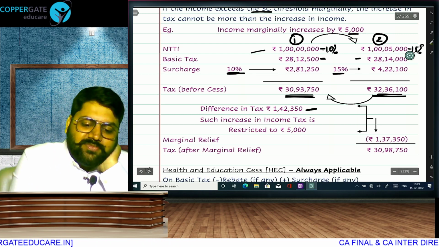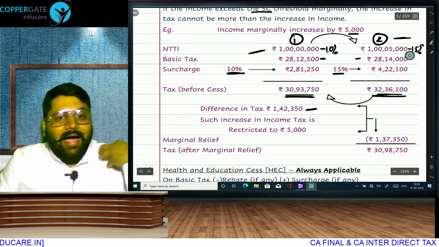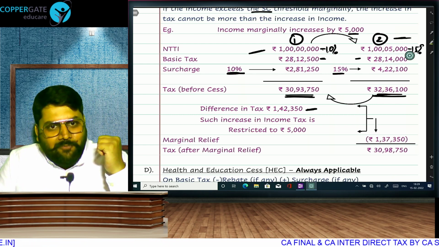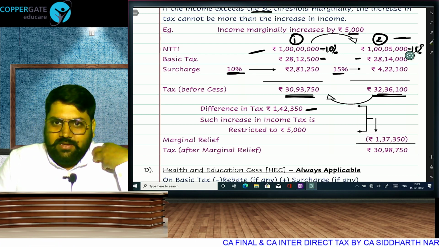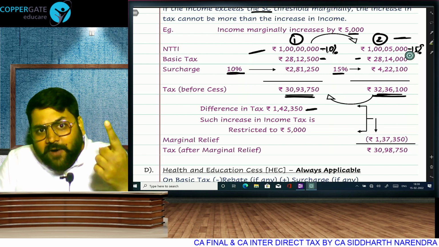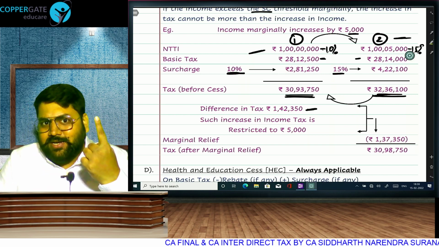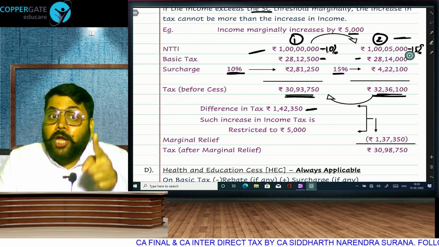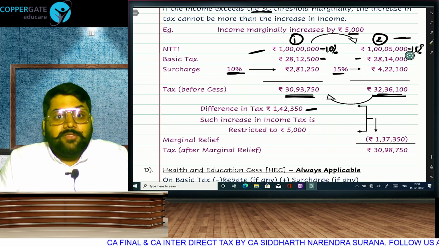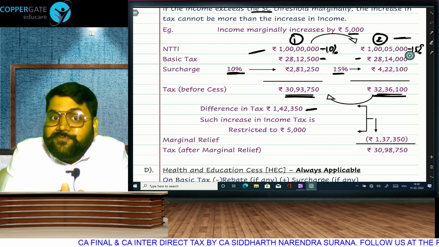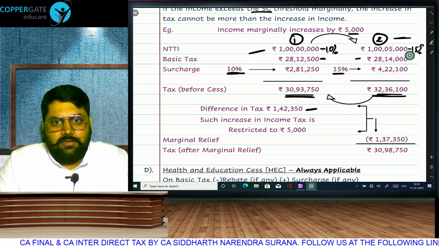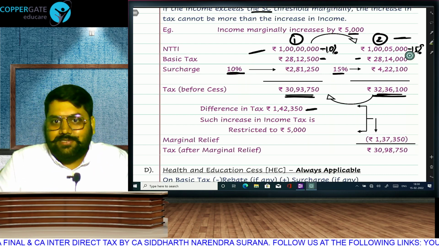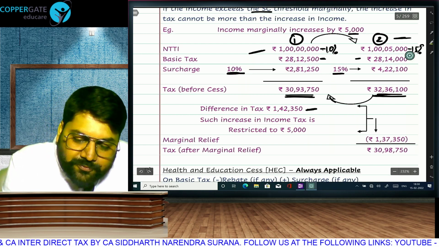Imagine I am this person, you are this person. I have income of 1 crore, you have income of 1 crore 5,000. I am paying 3,093,750. Your income is only 5,000 more than mine. That is the only difference between my income and your income. And you are paying 3,236,100. That means your income is only 5,000 more than mine, but you are paying 1,42,000 more tax. That is the nonsense.